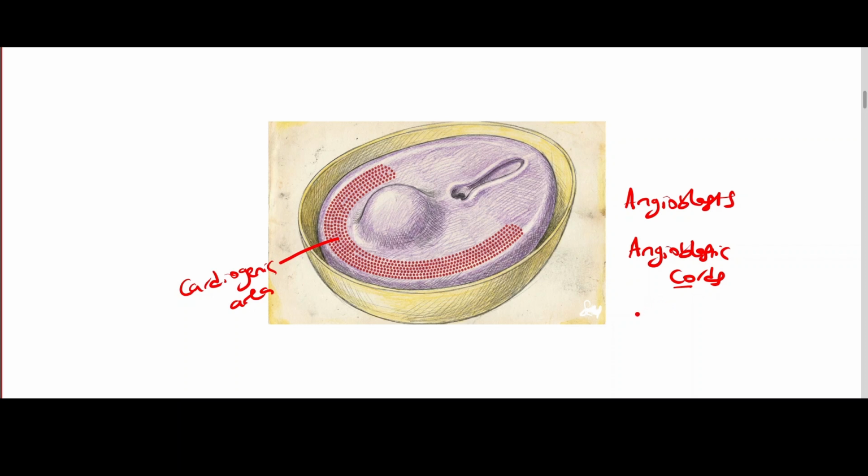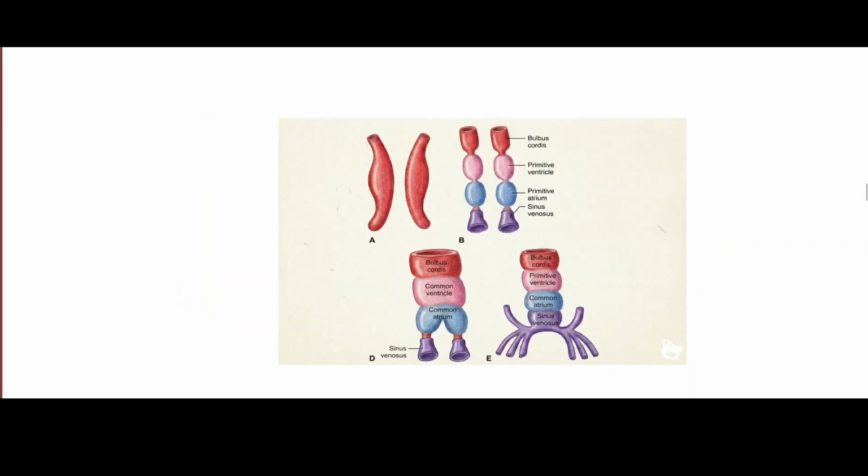Now we have two endothelial heart tubes, one on the left side and one on the right side. Okay? So the heart tubes are something like this. All right. So at this point, we now have two endothelial heart tubes.